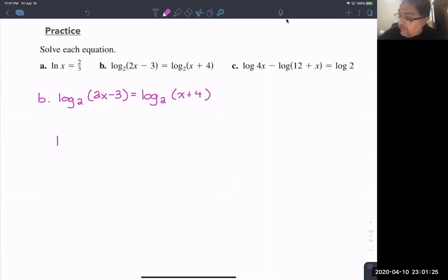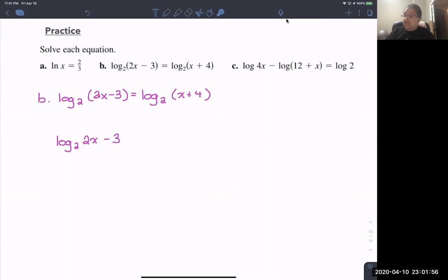However, if the same thing was written without parentheses, this expression and this expression mean entirely different things. This is saying I'm taking log base 2 of 2x minus 3. Here, this is saying I'm taking log base 2 of just 2x. Minus 3 is on the outside, okay? It's being subtracted. 3 is being subtracted from log base 2 of 2x.